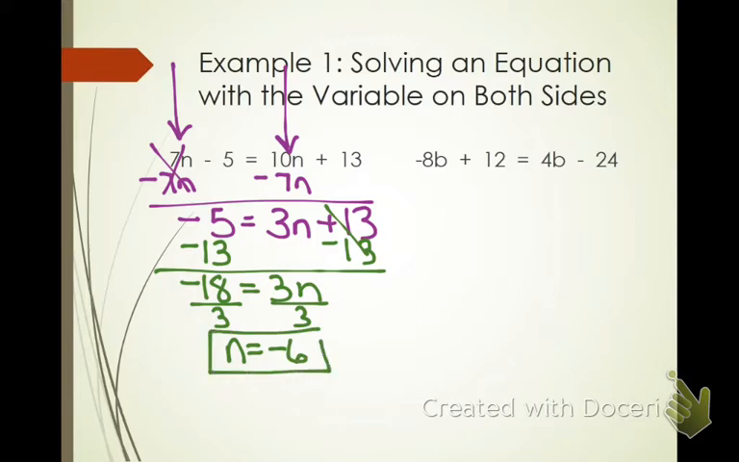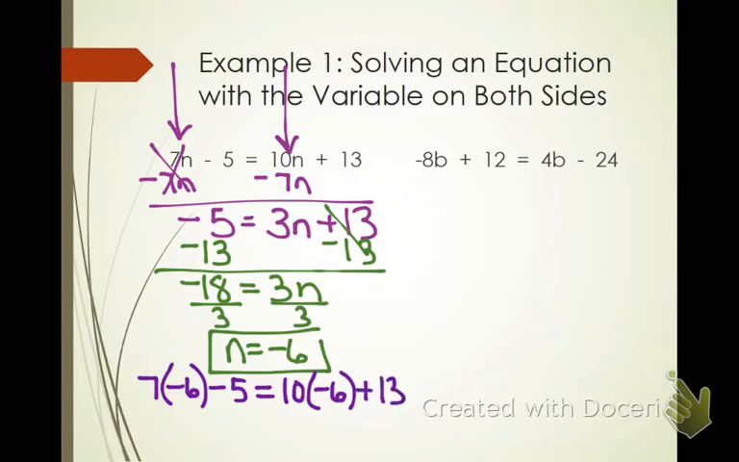All right, your homework tonight is going to ask you to check. You're going to check by taking negative 6 and plugging it back into the original equation. So 7 times negative 6 minus 5 equals 10 times negative 6 plus 13.